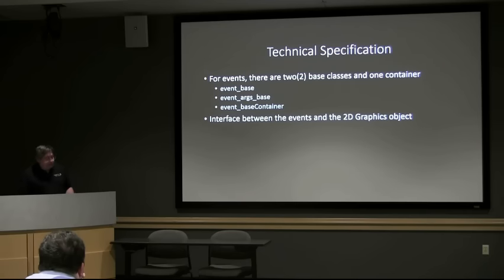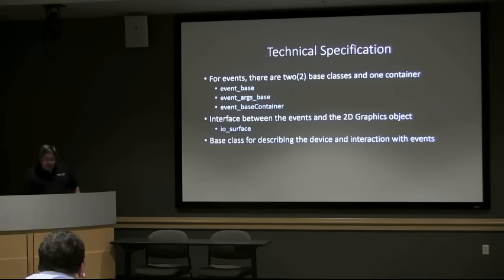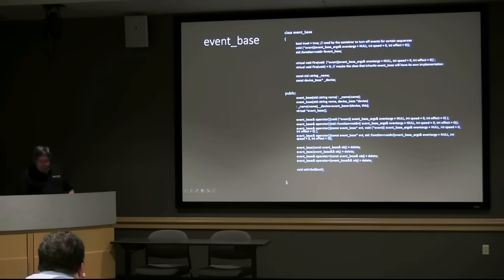The next piece is that we have an interface between the events and the 2D graphics object. The 2D graphics object is called surface, and so I call the class IO surface, which is the combination of the two. And then we have a base class for describing the device and interaction with events. That base class is called device base.